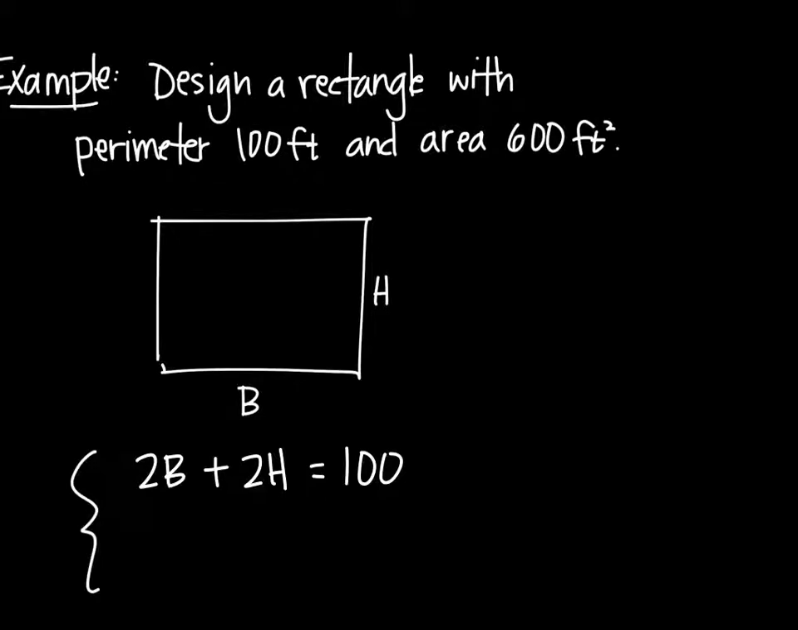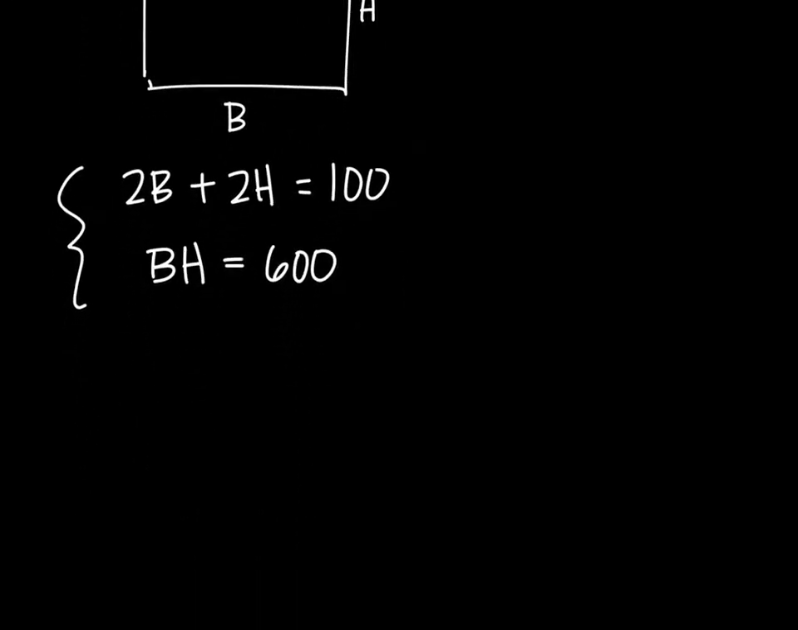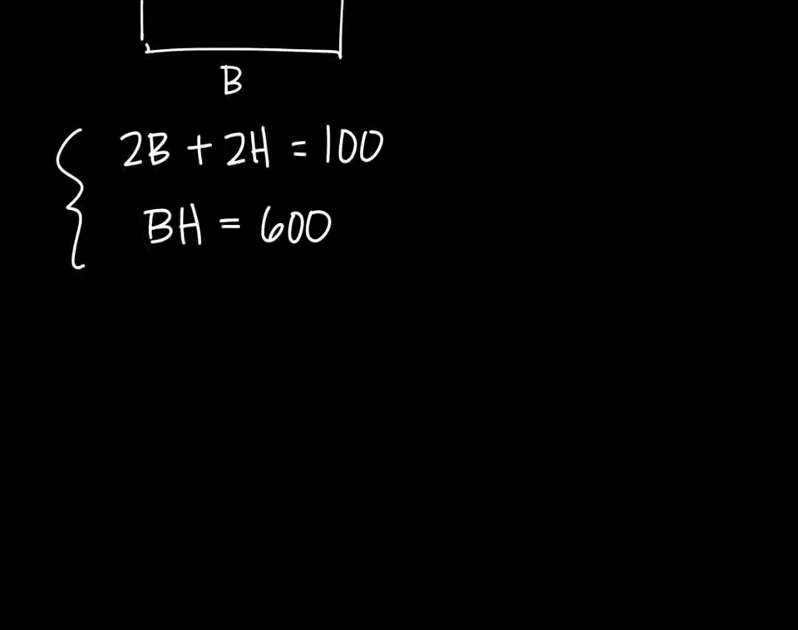What's my second equation that has to describe the area then? BH, okay, b multiplied by h, and that has to equal 600. So there's your system. Once you get that, now you're kind of in the home stretch of solving it. You can choose substitution, elimination, graphing, your choice of how you want to solve this. Somebody pick a method for me. Substitution.